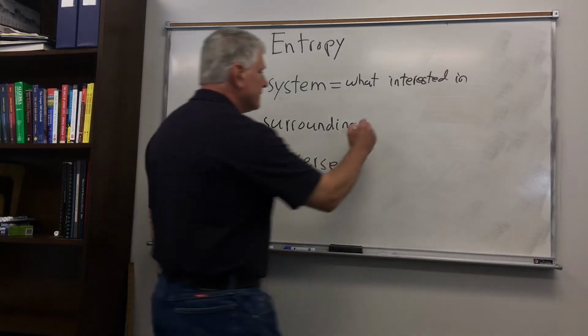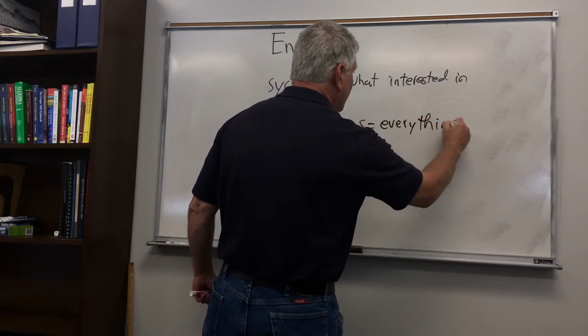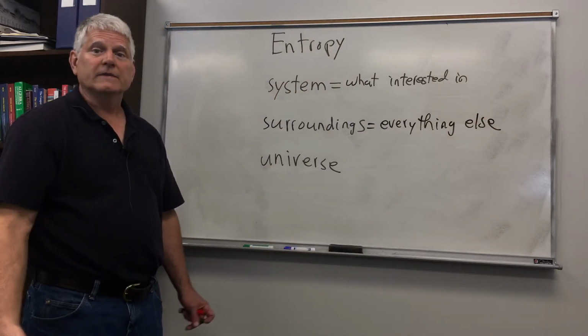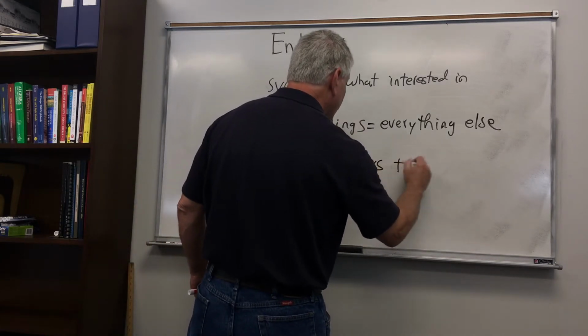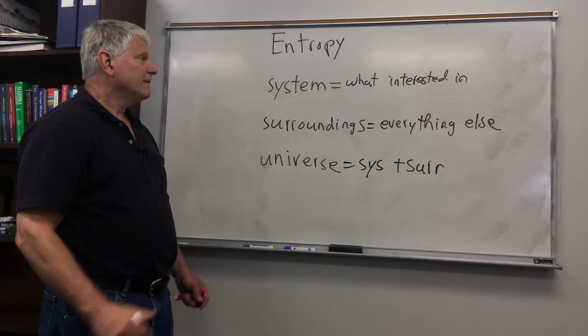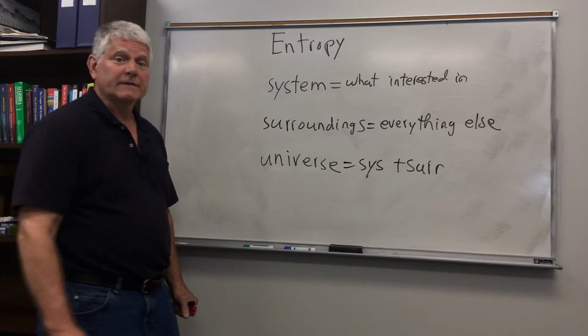The surroundings is everything else. So everything that surrounds the system. And the universe is equal to the system plus its surroundings. So we have these definitions. Let's consider first a system that is isolated.